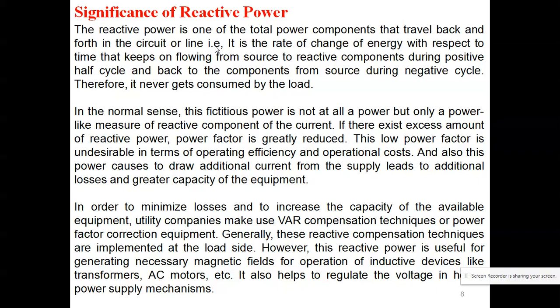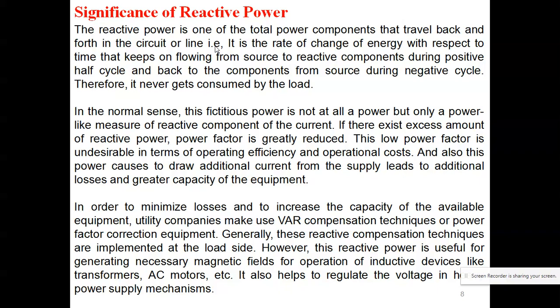If there exists an excess amount of reactive power, let us suppose this power is excessive here, in this case what will happen? The power factor is greatly reduced. It means cos phi will decrease, and this low power factor is undesirable in terms of the operating efficiency and operational cost.